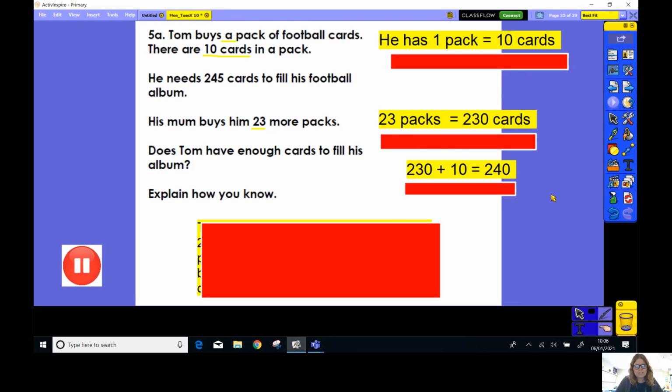So pause the video now and answer this question. Do you think Tom has enough cards to fill his album? And explain exactly how you know. You're going to need to use that stem sentence, I know this because.